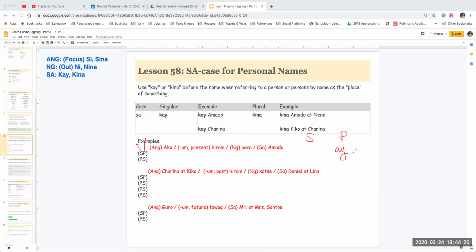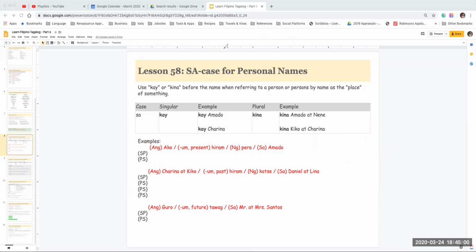The predicate starts with i, and then the nang case is also under the predicate, and the sa case. The subject is just your focus. I gave you all your focuses here. The ang is your focus. So you're going to make me a sentence, and I gave you the verb, and it should be present. Do you remember how to form verbs? Then you have the nang case, which is out of focus, and your sa case.